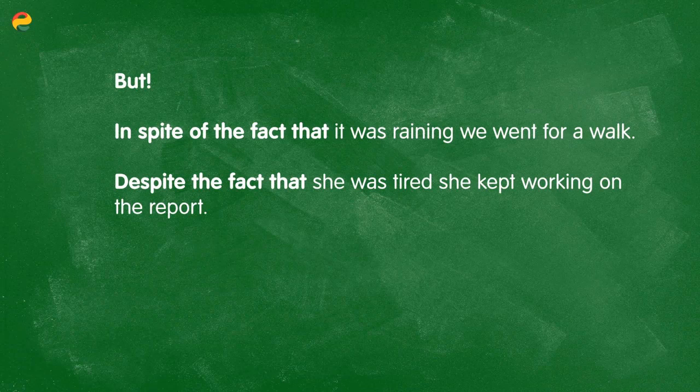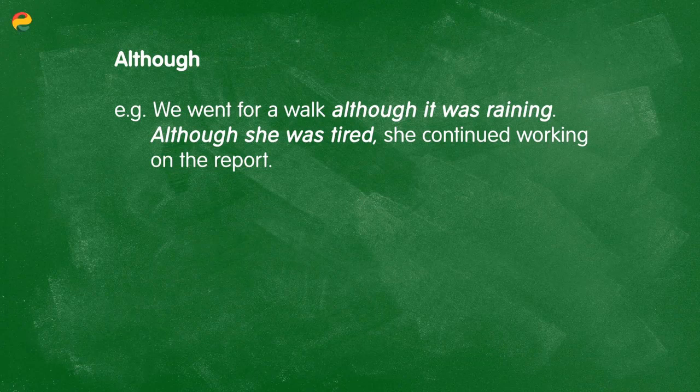So, for example, I can say, we went for a walk despite the fact that it was raining. Or despite the fact that she was tired, or in spite of the fact that she was tired, she kept working on the report. And here both of these are completely correct.